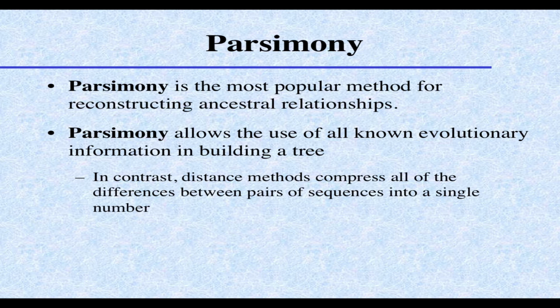Parsimony is the most popular method, or at least it was, for reconstructing ancestral relationships. And at least it's fairly intuitive. It makes decent sense. And I will try and explain some of the guts of it. The advantage of parsimony is that it uses all of the known evolutionary information in building a tree. It doesn't squish down all the information into just one number. It pays attention to every change in every base, and it attempts to guess the history of changes that happened from the ancestor to generate the current data set.